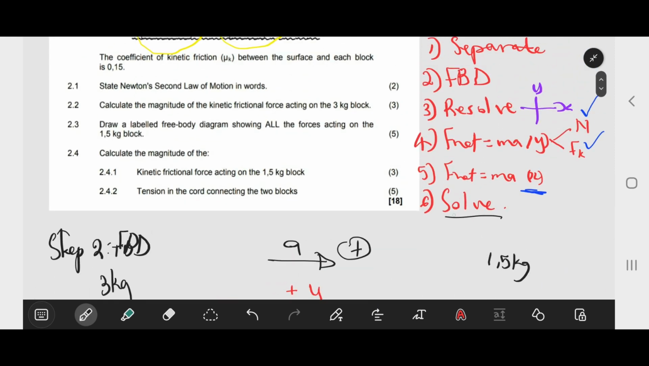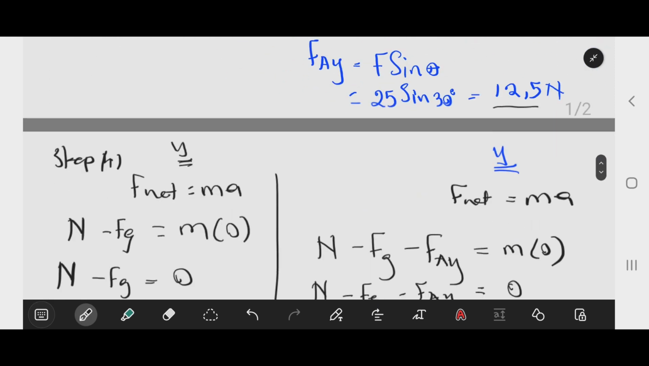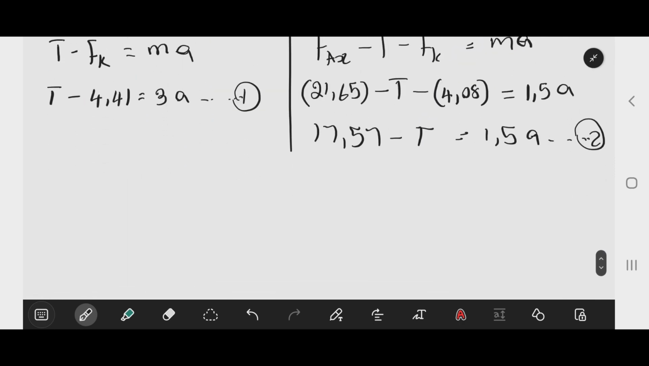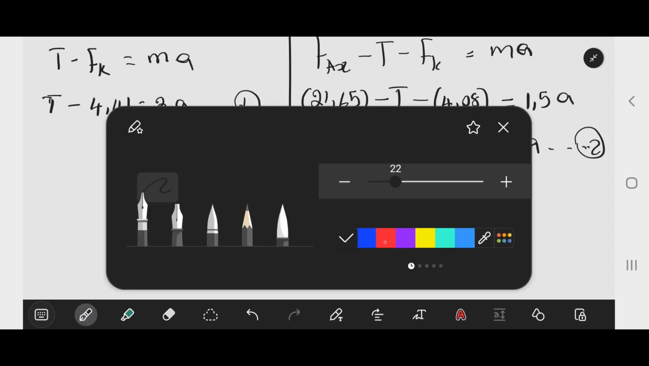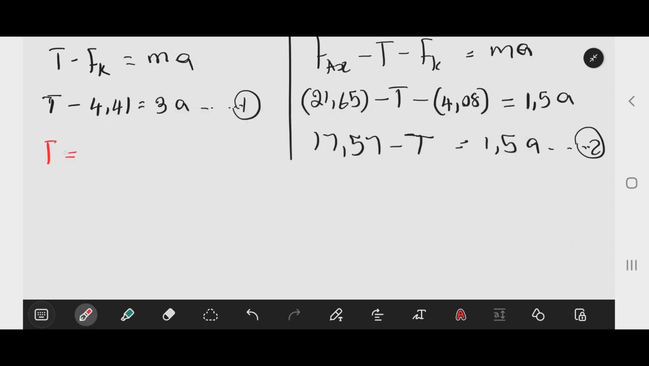So step number 6, you solve any unknowns. As you can see, we have two equations now. We have equation number 1, whereby the unknowns are tension and acceleration, and we also have equation number 2, whereby the unknowns are tension and acceleration. So we have to solve these two variables simultaneously. So from equation number 1, we make T the subject of the formula to get equation number 3, and then we substitute equation number 3 in equation number 2.